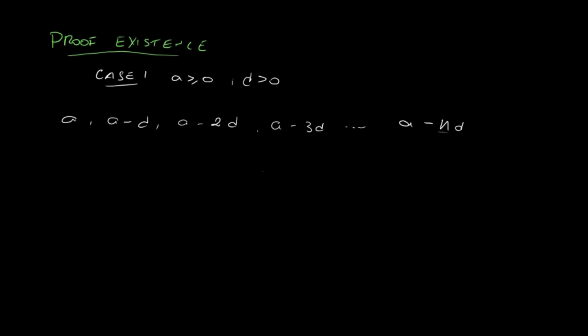And this n will be the one that satisfies that a minus nd is smaller than d, and greater or equal to 0. The idea is to prove that this number will be a remainder, and this n will be our quotient k. We need to formalize this idea.